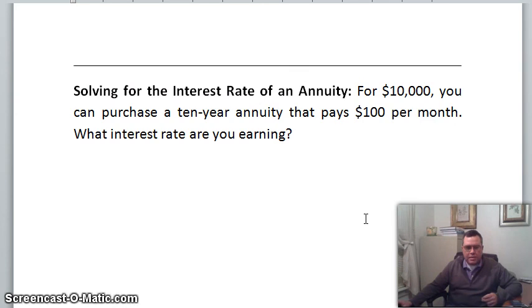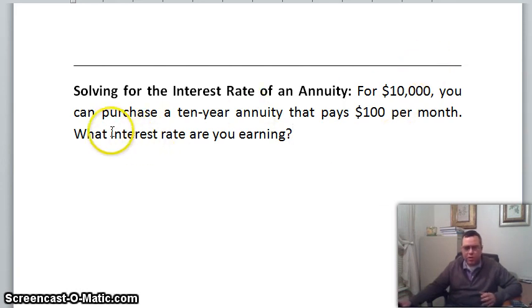All right, this last annuity problem here, and then we'll end this video and start a new one, is on solving for the interest rate of an annuity. It says for $10,000 you can purchase a 10-year annuity that pays $100 per month. What interest rate are you earning? Again, I've tried to set these up to make you think. This one only gives you three numbers: $10,000, 10 years, $100 per month. You should have four numbers, so you need to figure out what the other number is.